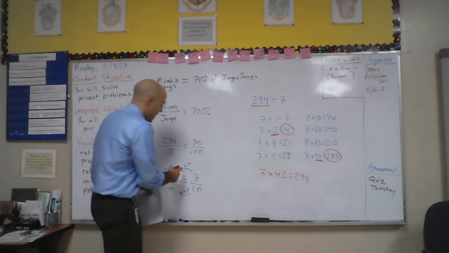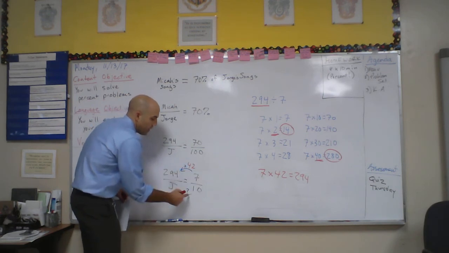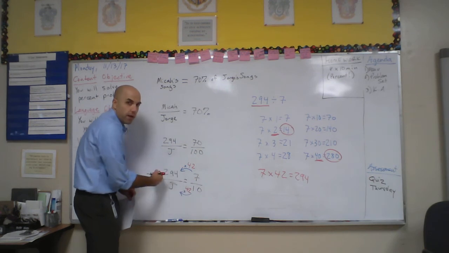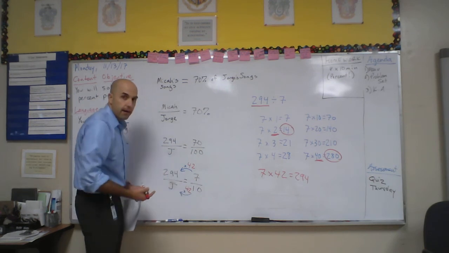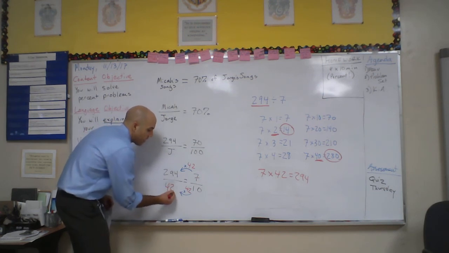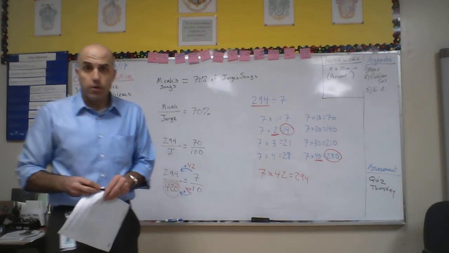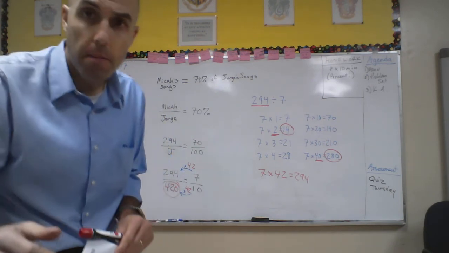So what do I multiply by over here? I multiply by 42. And then I have to take 10 and do the same thing. Again, this is a between ratio. Well, what's 10 times 42? It's 420. How many songs does Jorge have on his phone? He has 420. We use between ratios to solve this percent problem.